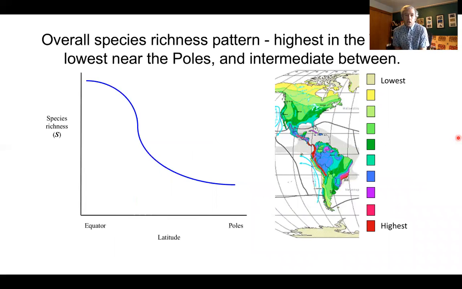When we look globally at overall species richness patterns, we see that no matter where you look in the world, biodiversity and richness are generally highest in the tropics, lowest near the poles, and intermediate in between. This image here is the Americas. We've got North America up here, we're about here. We have Central America, so Costa Rica, Panama, Honduras, El Salvador. Then we go into South America.